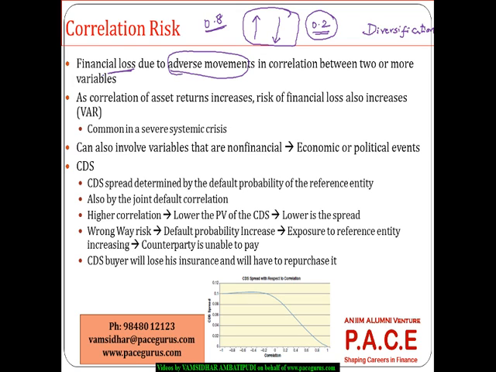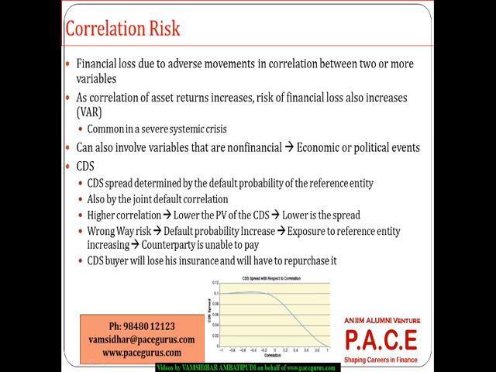So that kind of losses which the companies are getting because of the adverse movements in the correlations between two or more variables, we are attributing it to the correlation risk. So from that perspective, what are we saying? As the correlation of the asset returns is increasing, the risk of the financial loss is also increasing, because as the correlation is lesser, they are becoming more and more diversified. It is becoming a much better portfolio.